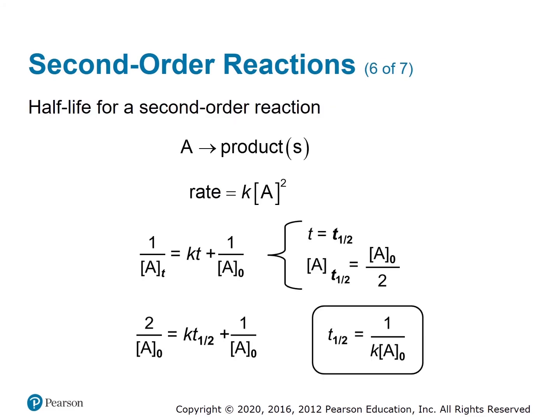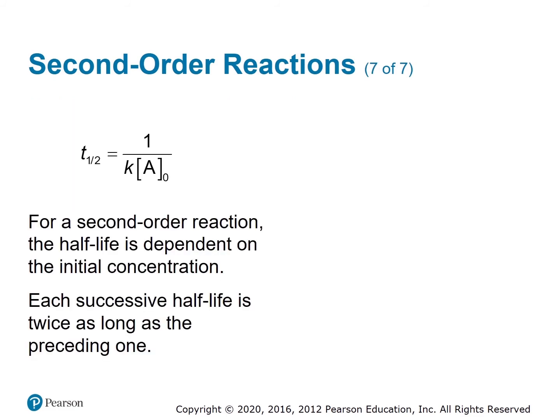It's possible to calculate the half-life for a second-order reaction, but it's different than for a first-order reaction. First of all, the half-life is 1 over the rate constant times the initial concentration. This formula implies, correctly, that the half-life for a second-order reaction increases over time as the reactant concentration goes down. In fact, analysis shows that each successive half-life is twice the length of the preceding one.